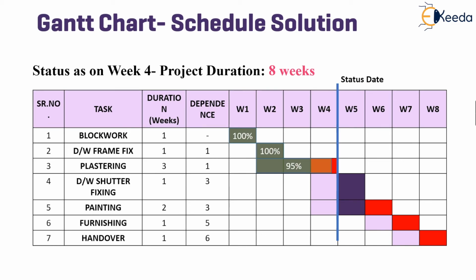Since plastering was delayed by 1 full week, this has pushed the schedule ahead, and further, the door window shutter fixing task has shifted from week 4 to week 5, which is shown by the shift in color. The red marked blocks represent the delay in the schedule. Further, painting, furnishing, and handover sequentially move 1 week ahead. Now we can see that as on week 4, the total project duration has become 8 weeks instead of 7 weeks that was planned as a baseline.